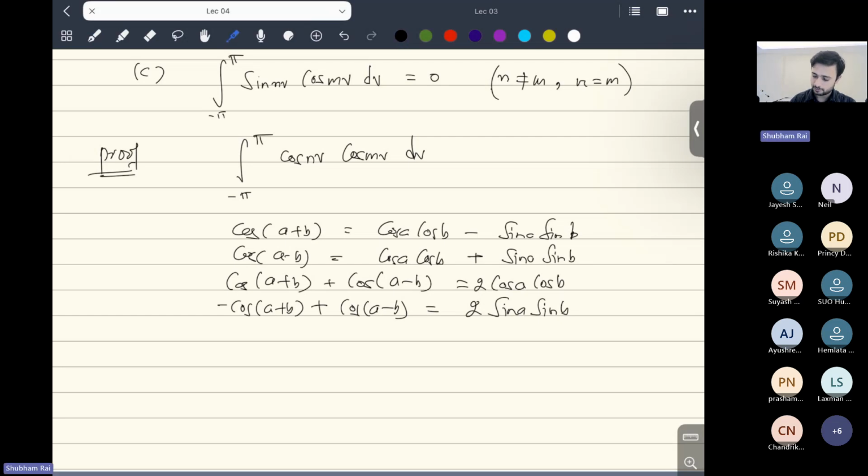So here we have multiplication of cosine to cosines. So we will use this formula here. So we say that cosine nv and cosine mv is equal to cosine (n plus m)v plus cosine (n minus m)v, and half. This two will come to the left hand side. So then we can write this integral as half of the integral from minus pi to pi of cosine (n plus m)v plus cosine (n minus m)v, and obviously n is not equal to m, right?